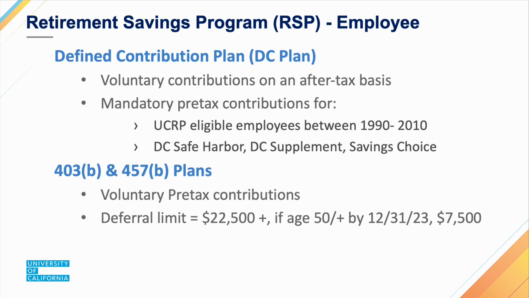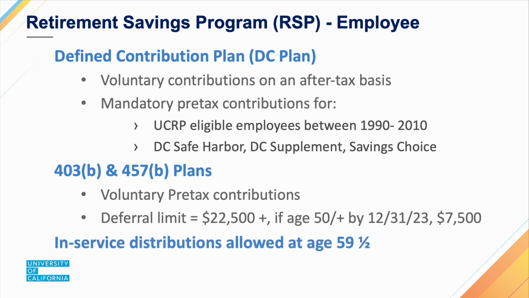UC also offers voluntary pre-tax savings options through the 403(b) and 457 plan. For 2023, individuals may defer $22,500 to each plan, and if age 50 by December 31st, an additional $7,500. For any of the pre-tax retirement savings plans, you can take in-service distributions starting at age 59 and a half. Once you retire, you'll cease contributing to these programs.